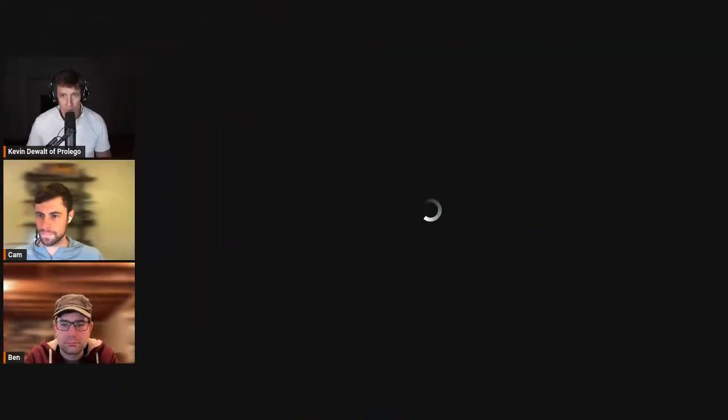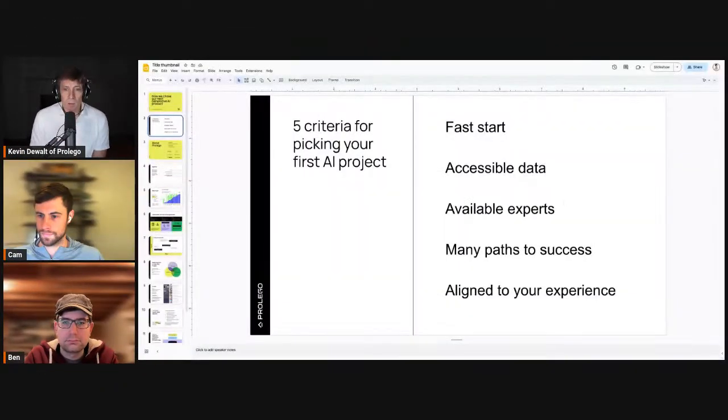Here we go. So these are the 5 criteria: fast start, access to accessible data, available experts for quick feedback on your solution, something open-ended with many paths to success instead of something where there's only one solution, and a project that is aligned to your experience, and I should probably say interest as well. So that's the 5 criteria we used, and today we're going to talk a little bit about how we used them, things we considered, and the project that we ultimately picked.